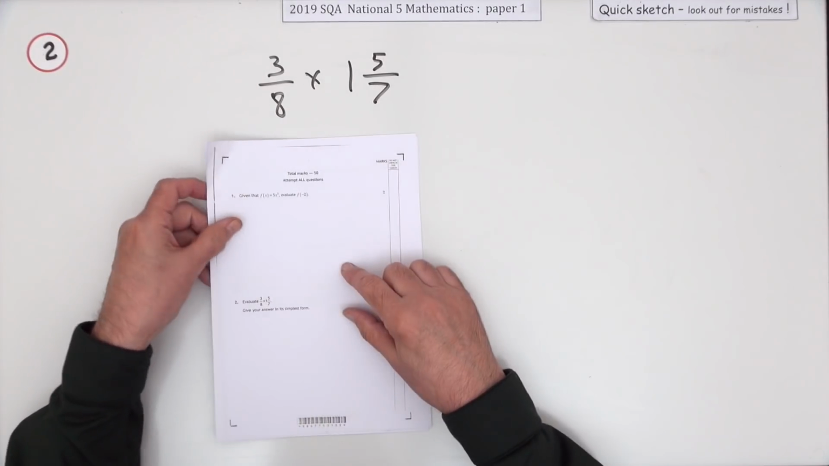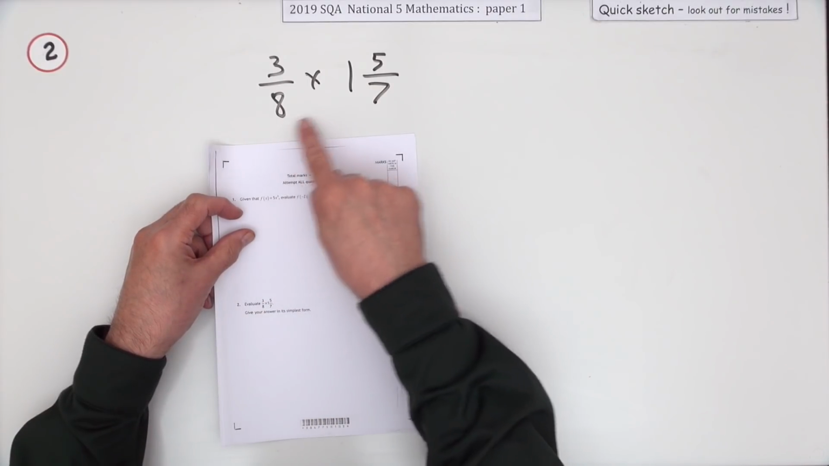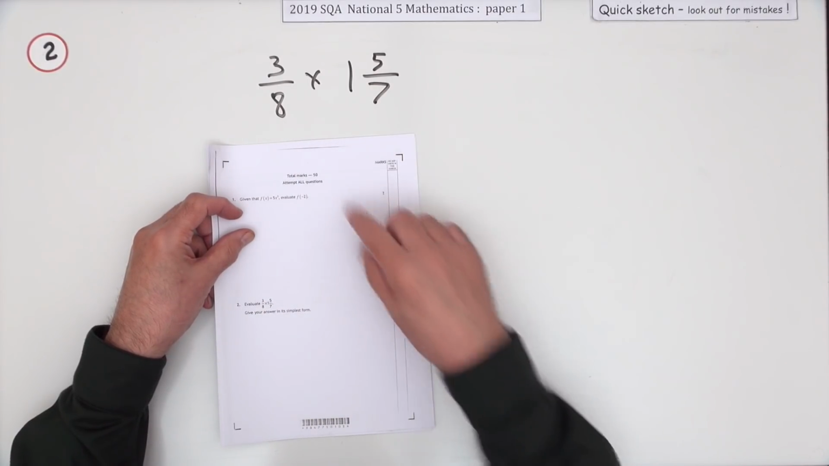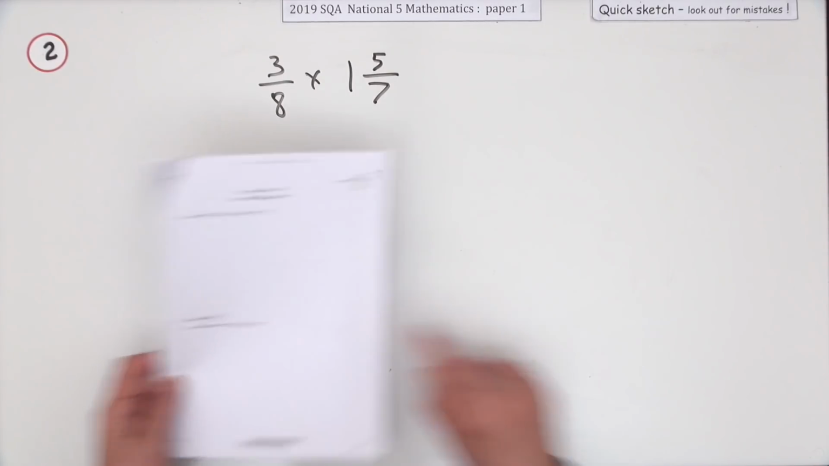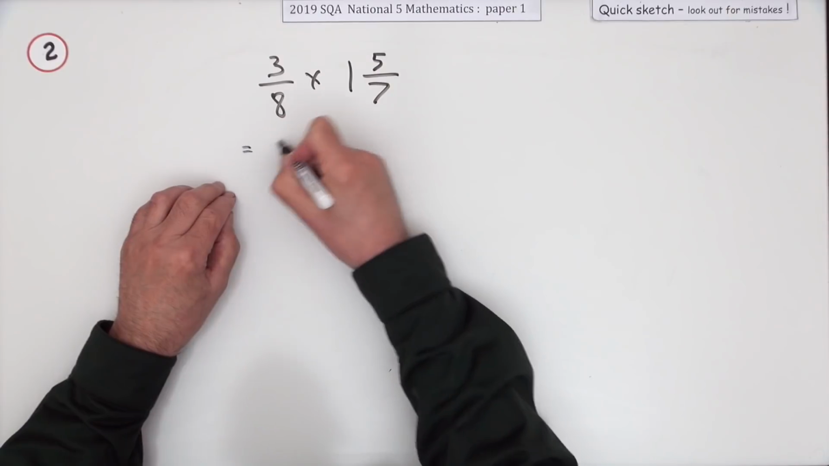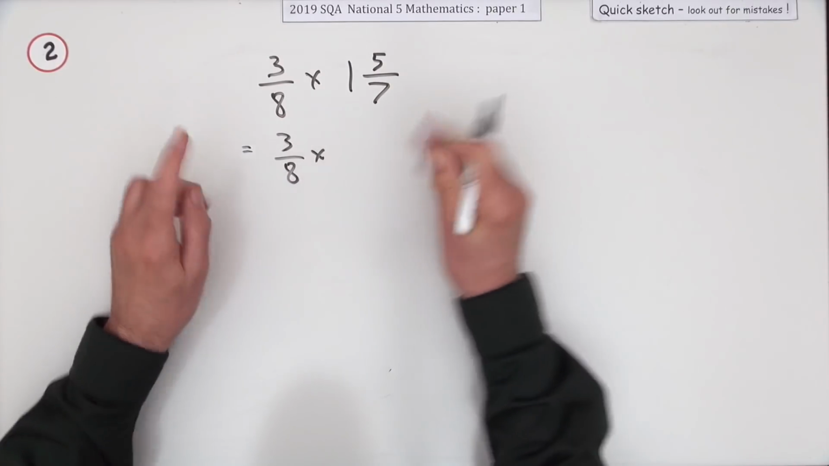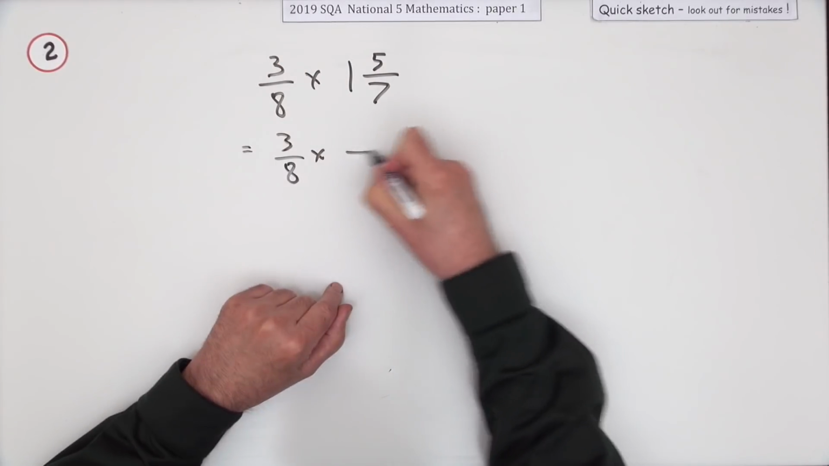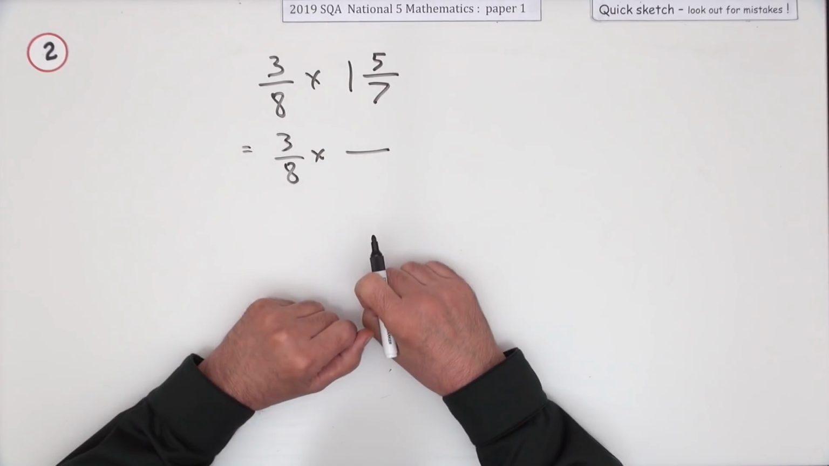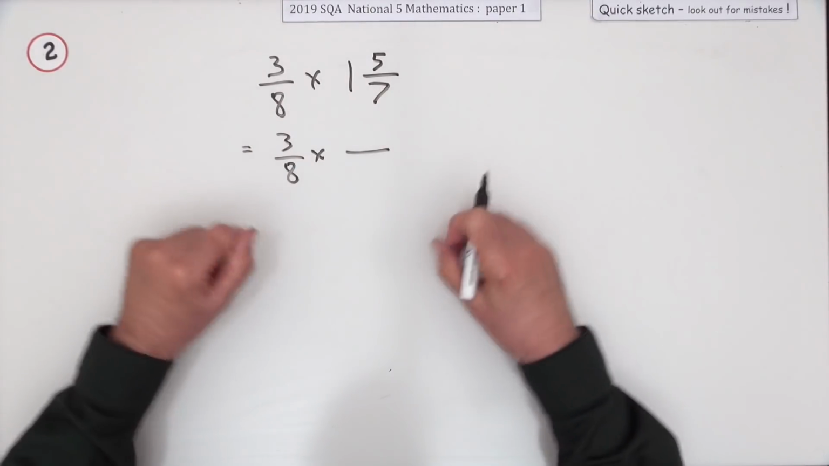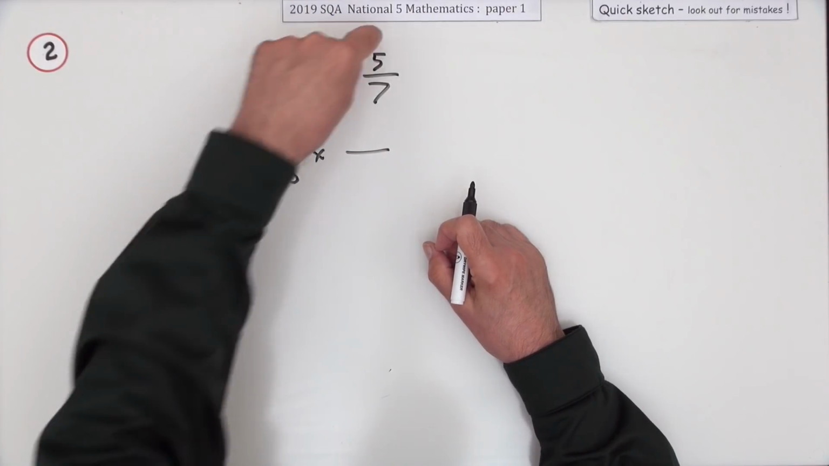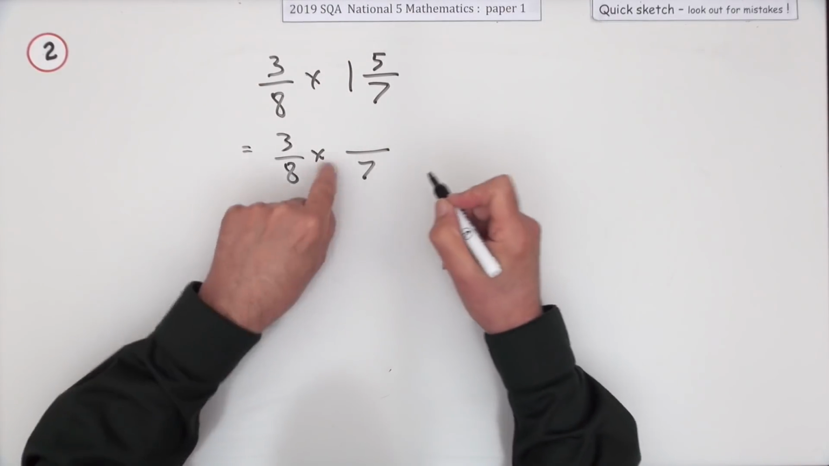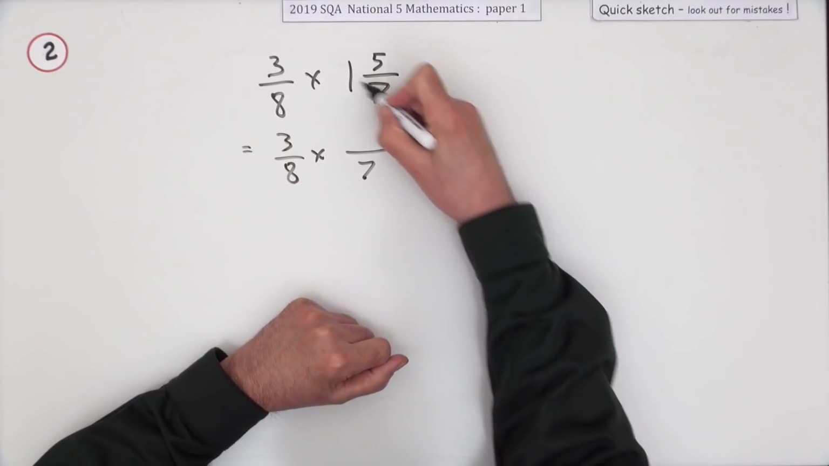So question 2 then, evaluate 3/8 times 1 5/7. A proper fraction times a mixed number, give your answer in its simplest form. Well, 3/8 times, you have to remember, change that. Change it into a single fraction. Otherwise you're doing all sorts of bits and pieces, like 3/8 times 1 and 3/8 times 5/7. Just do one multiplication, single fraction.